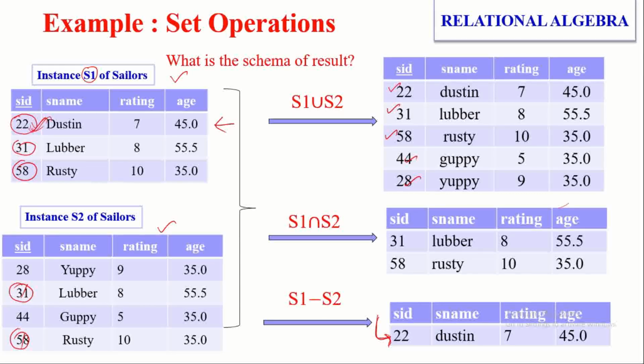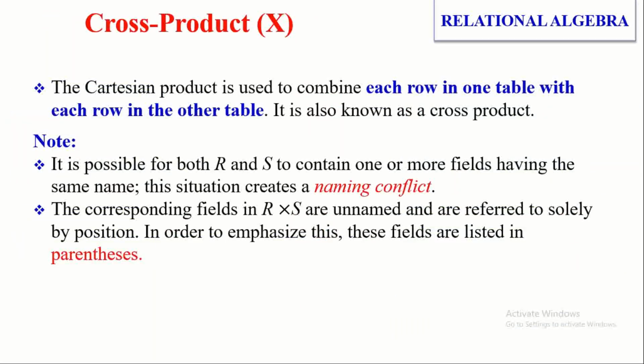You can see here whenever set operators are applied, the schema of the output table is not altered. Coming to the cross product operator, it is also known as the Cartesian product, which is used to combine each row in one table with each row in the other table. That's why it is also known as the cross product.